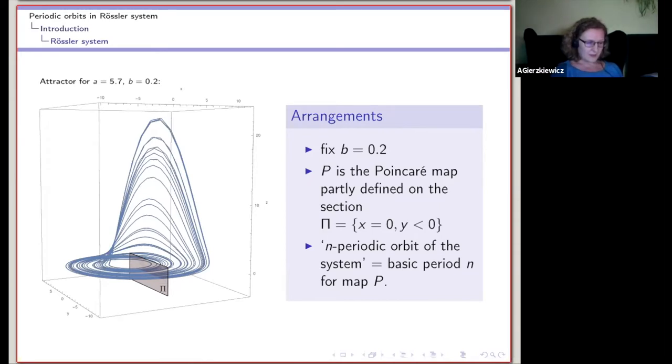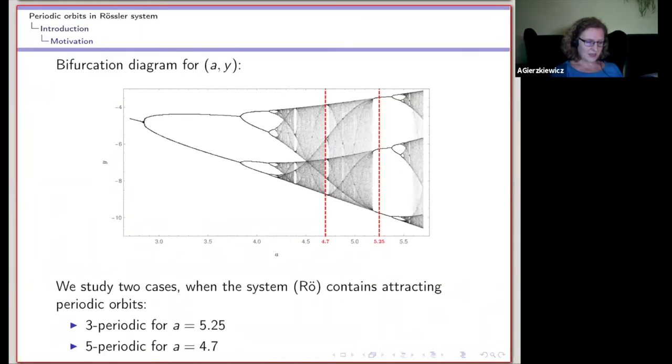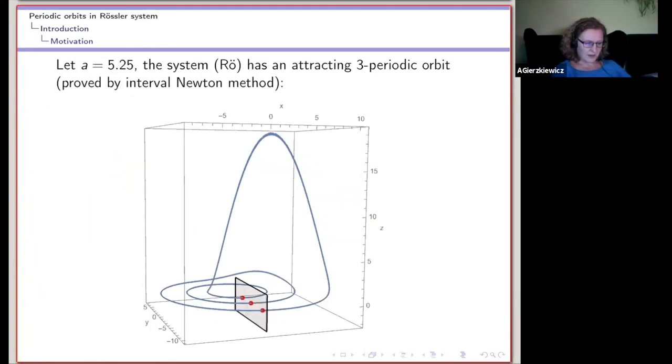Okay, so as I said, we were interested in two cases: A equal to 5.25, when we expect a three-periodic attracting orbit for the system, and later also A equal to 4.7, when we expect a five-periodic orbit. Okay, let us do some heuristics, which is also our motivation.